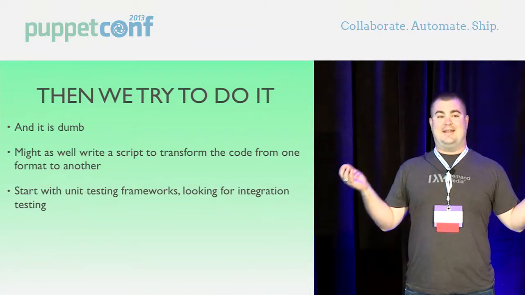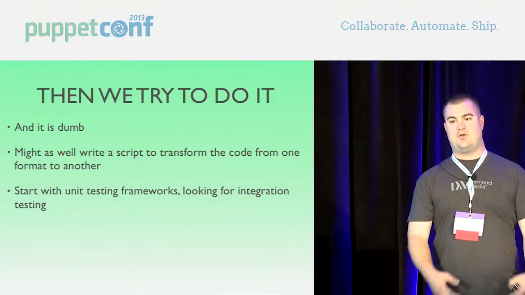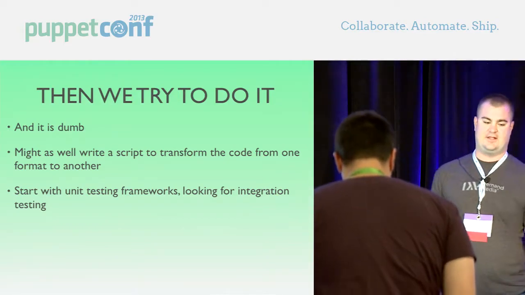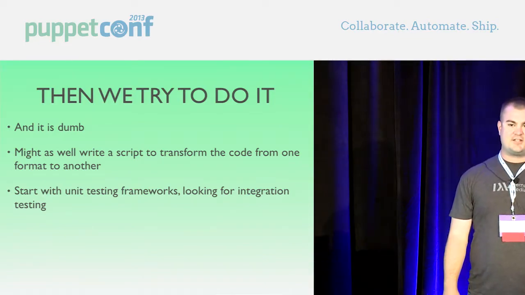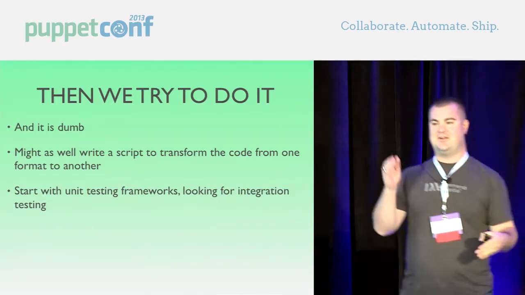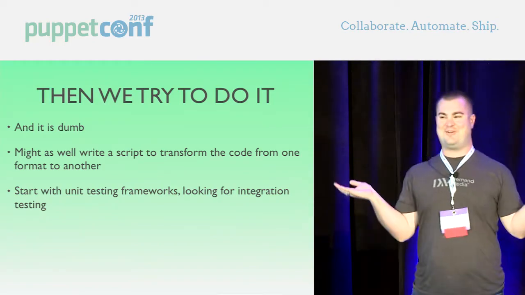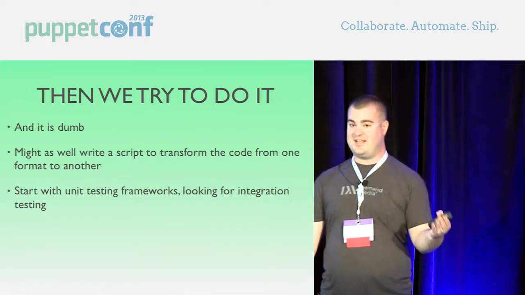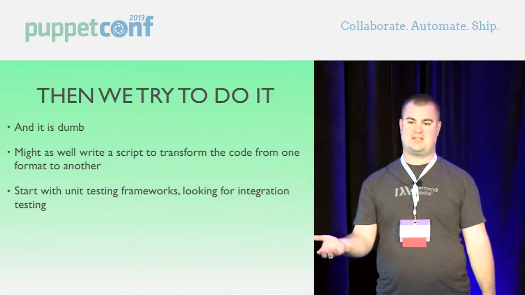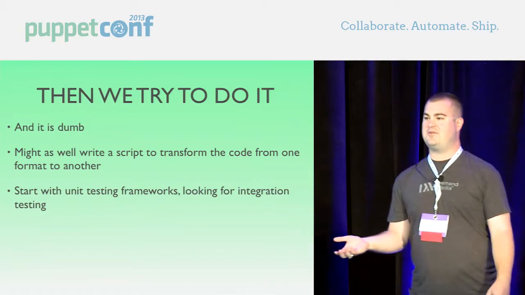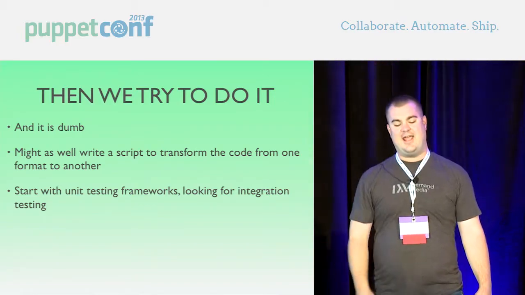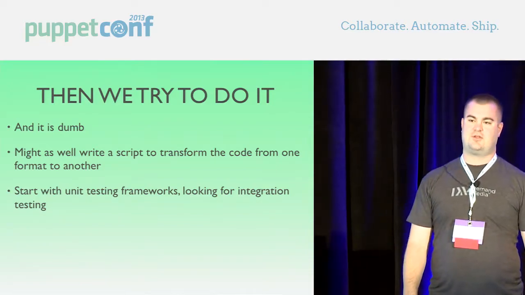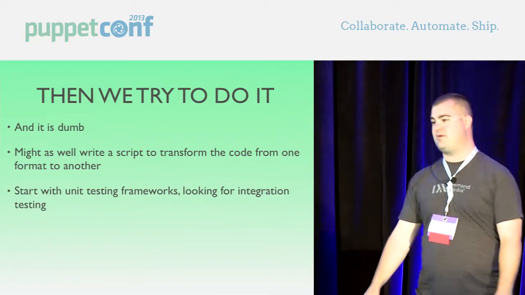We try, and it is absolutely dumb. Like, you go to do Puppet testing of Puppet code, and it's like, this is stupid. Like, I could really just write a script that'll take my Puppet manifest and turn it into rspec-puppet, and hey, it works great, right? And really the problem is we start with a unit testing framework instead of an integration testing framework, and half of us don't even know what that means. I didn't when I started. And when you start out that way, you get really discouraged really fast, and you're just like, forget it, I'm not gonna bother.